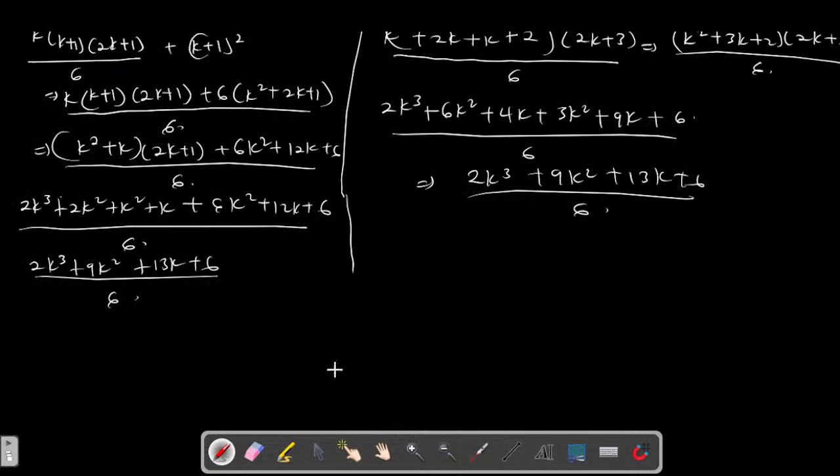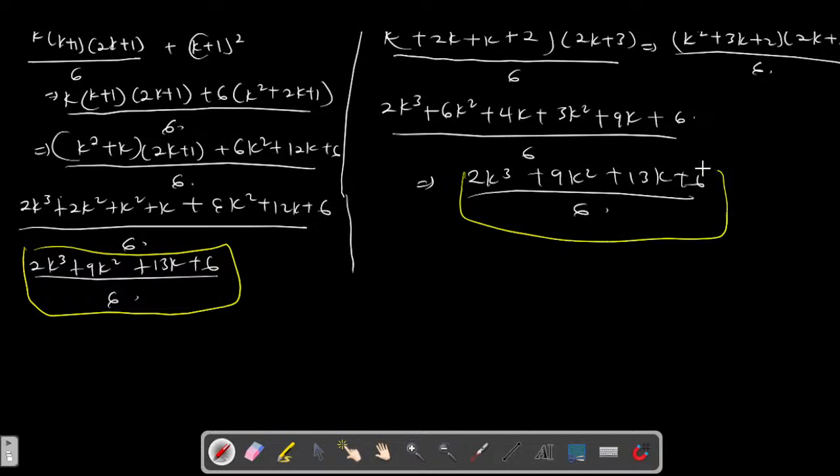Now let's compare. Looking at what you have here on our left hand side and what we have here on our right hand side, you can equally see that this and this are what? They are equal. Therefore, our statement is true for all positive natural numbers, all natural numbers n. Thank you for this question, and this is how you solve this type of mathematical induction.